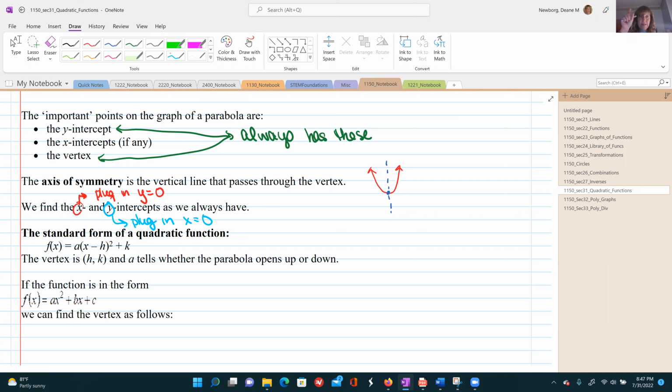So you set what's in parentheses equal to 0, solve for x. That's the x coordinate of your vertex. So here in the x minus h, which is inside parentheses, if you set that equal to 0 and solve, you get x equals h. And then whatever number is on the end, that's your y coordinate. And it could be positive or negative.